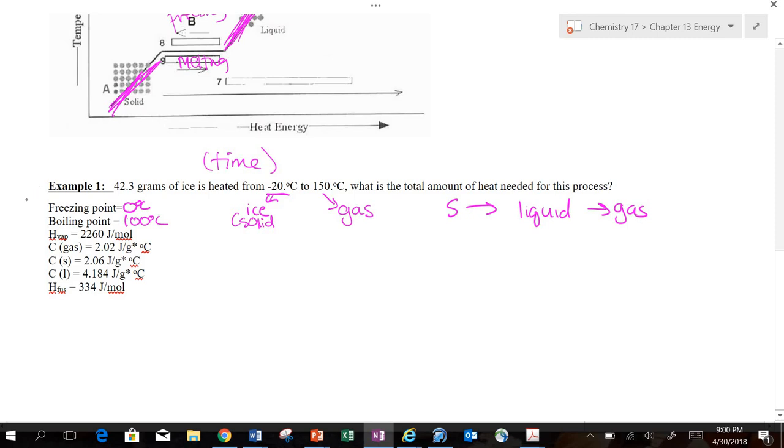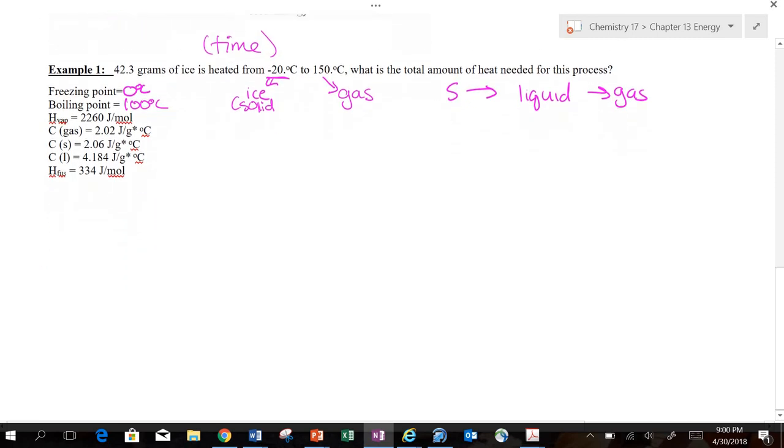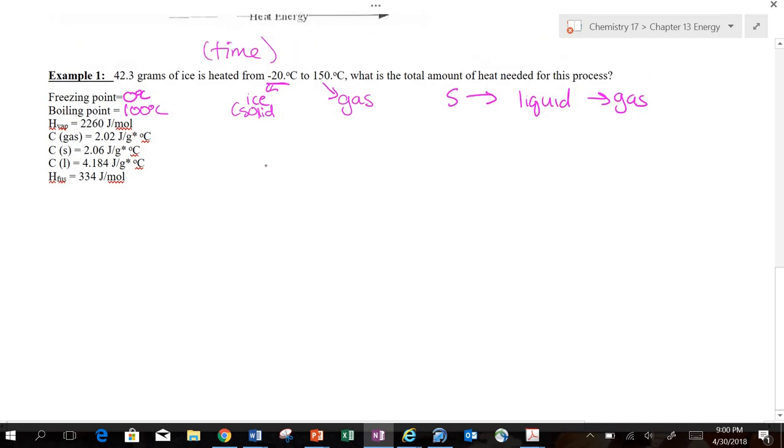These are all your constants. You will get all of these on the test for whatever problem you have. So I'm going to draw my phase change diagram, or my heating curve. I'm going to put time over here, and I'm going to put my temperature.